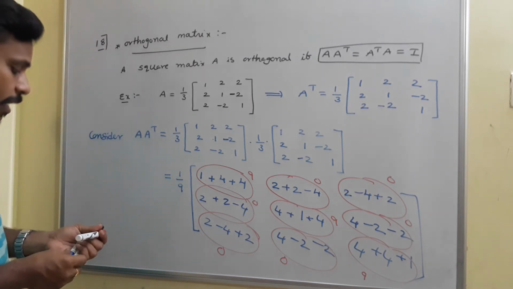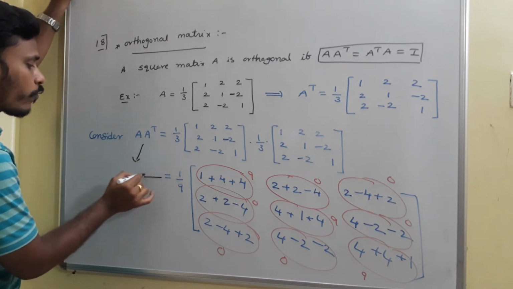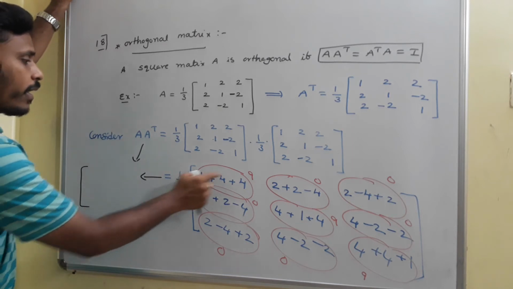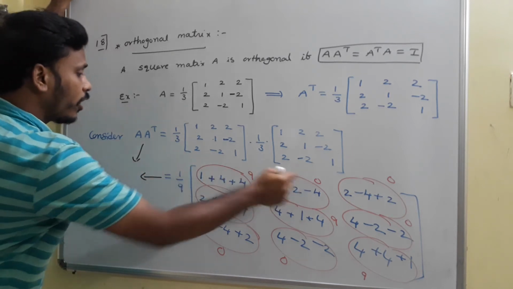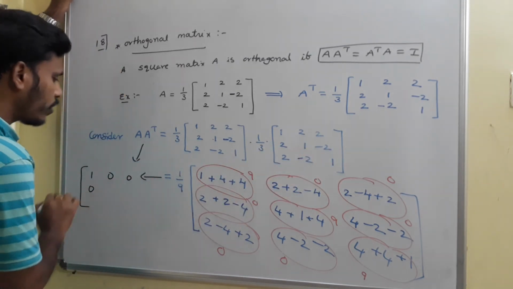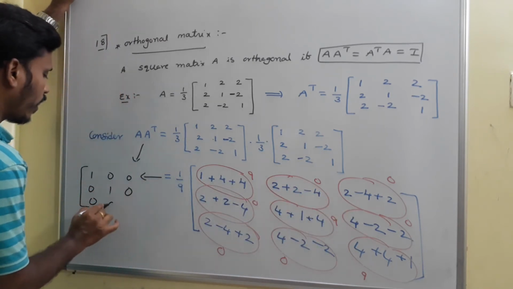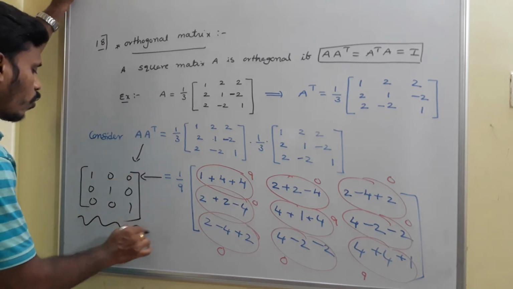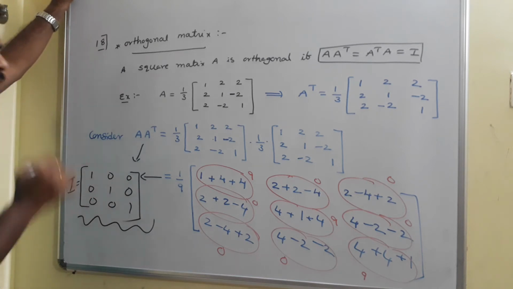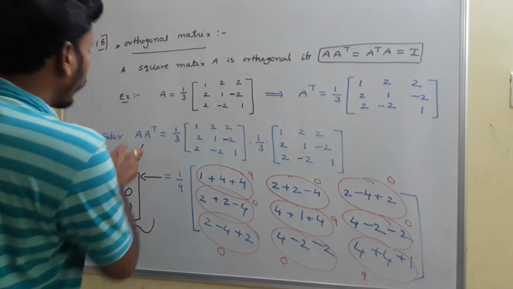If you multiply each and every element of the matrix with 1 by 9, then from this simplification of A into A transpose, you will get 1 by 9 into 9 is 1, 1 by 9 into 0 is 0, 1 by 9 into 0 is 0, 1 by 9 into 0 is 0, 1 by 9 into 9 is 1, 1 by 9 into 0 is 0, and again 0, 0, 1. This 1, 0, 0, 0, 1, 0, 0, 0, 1 is simply the identity matrix. At the end you have A into A transpose equals I, and hence we confirm that A is orthogonal.